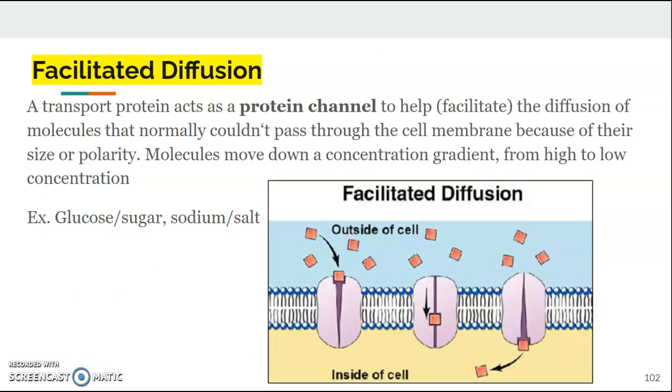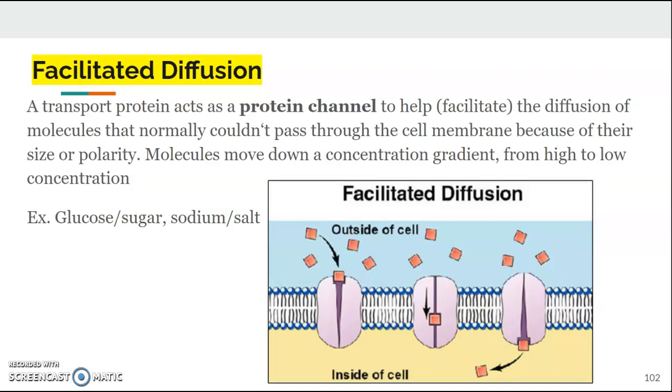And facilitated diffusion is where you have a transport protein that acts as a channel. So you have a protein channel to help facilitate the diffusion of the molecules. Normally, these molecules wouldn't be able to pass into the cell because either they're too big or they're too polar. If you guys take it back to when we discussed polarity, it is having different and unequal distribution of charges.